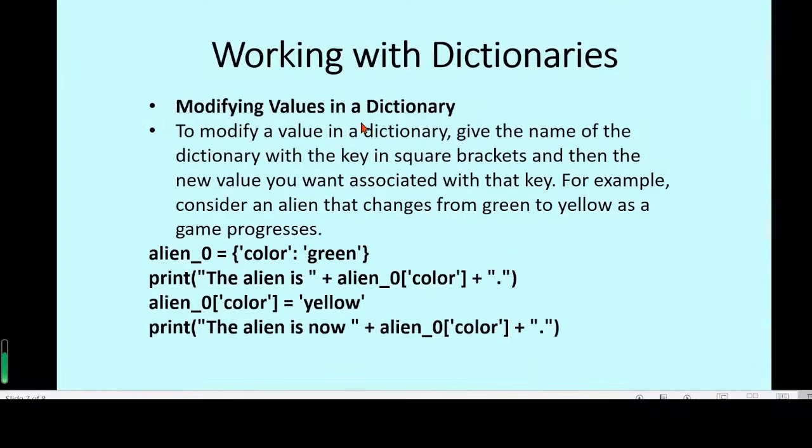We can modify values in a dictionary. To modify a value in a dictionary, give the name of the dictionary with the key in square brackets and then the new value you want associated with that key. So for example, consider an alien that changes from green to yellow as a game progresses. So we create a dictionary with only 1 key value pair, color is green. Then we can modify the value of this key color to yellow.